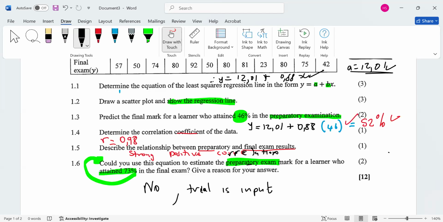So we're going to tell them the trial comes first, as an input. In function terms, this one is an input and the other one is an output. So you can't use the final to predict the trial, because the trial comes first. It's the input, the one which can give you the output. When we speak about X and Y, we have the input, and what we get is the output.